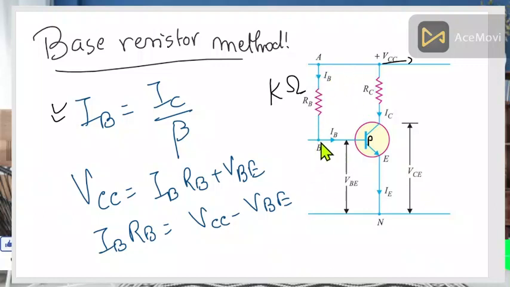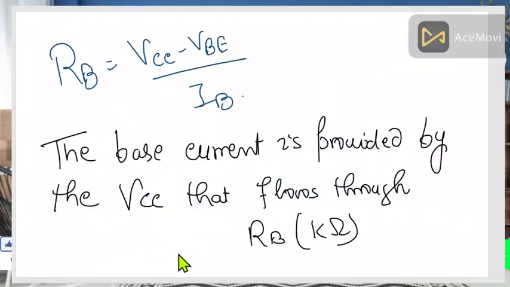A, B, E and A loop. If you are considering this loop, Kirchhoff's voltage law gives this kind of equation. From here you can calculate RB, and this RB is (VCC minus VBE) by IB. This is the value of base resistance that you have to use.